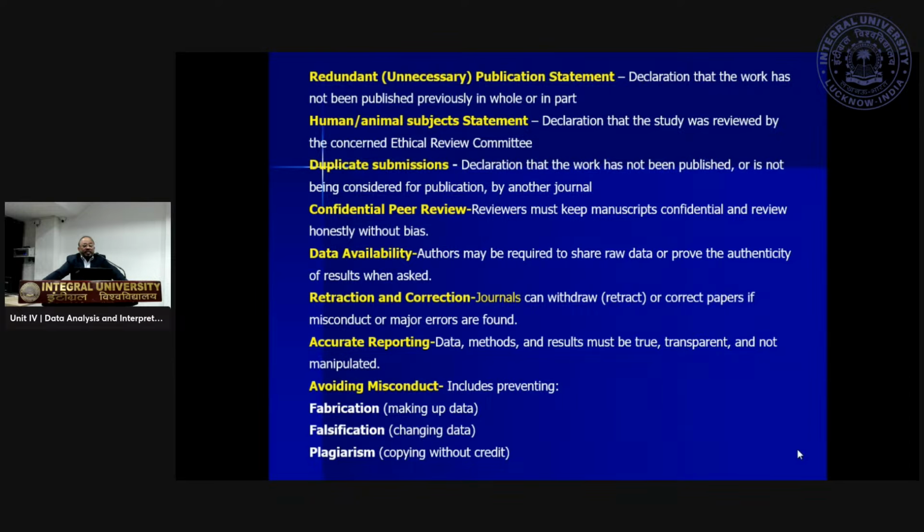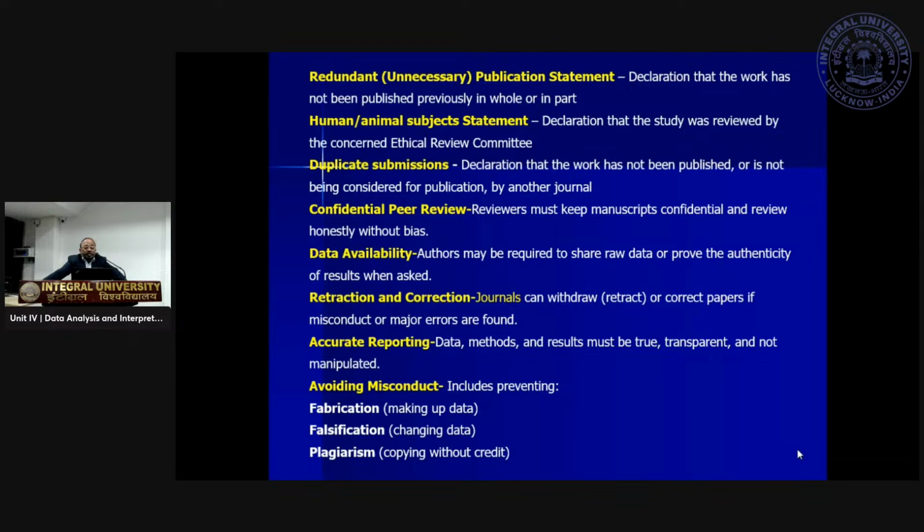Redundant or unnecessary publication statement: the declaration that the work has not been published previously in whole or in part. No part of this research has already been published by somebody else in some other journals, or by some other authors in the same journal.